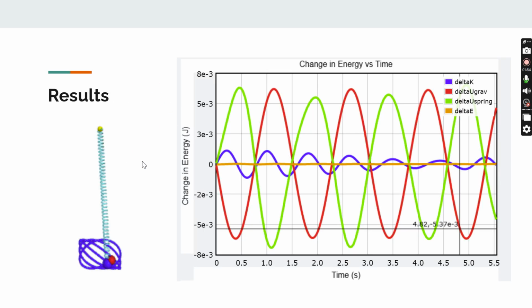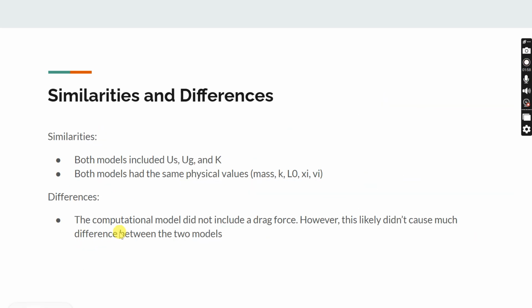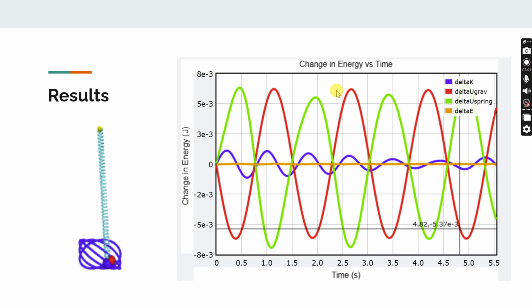And then here are the results. On the left is the picture of the spring going around. And then the graph shows the change in energy versus time. As you can see, delta U spring and delta U grav modulate inversely, and delta E stays constant, meaning that energy is conserved within the system.